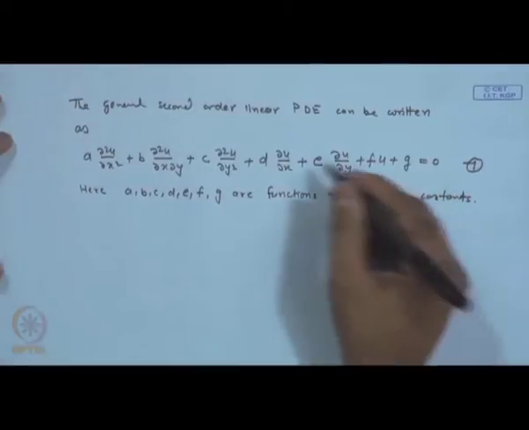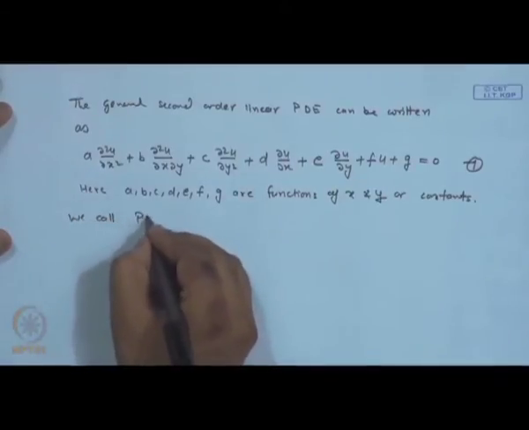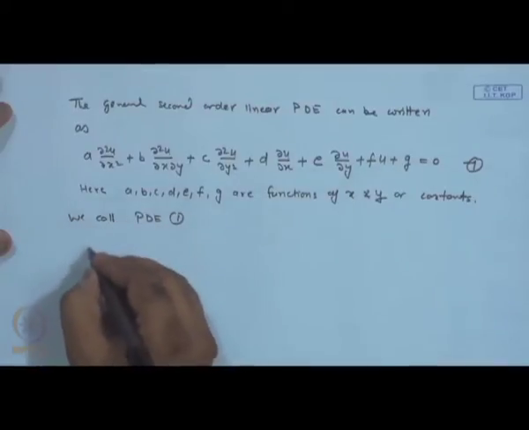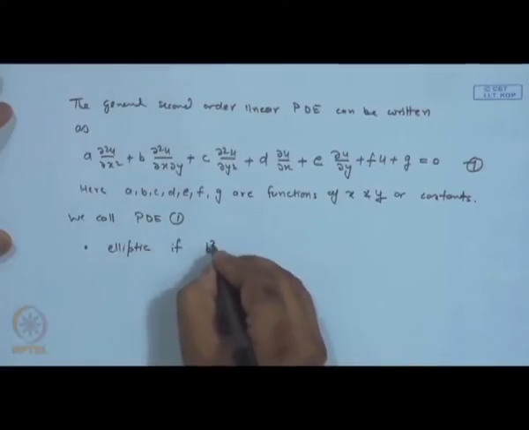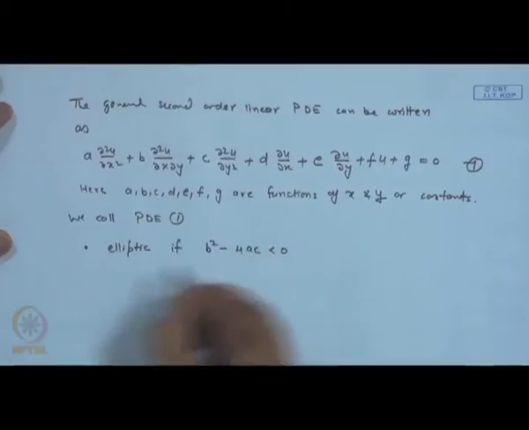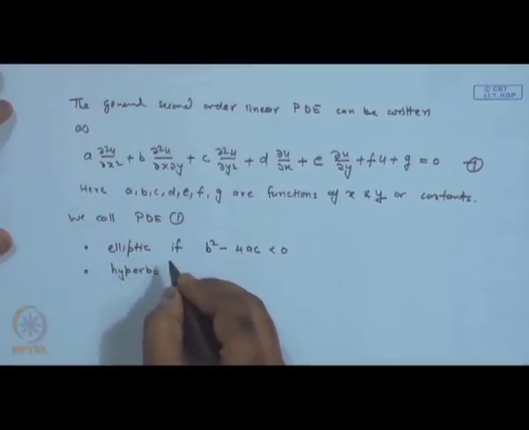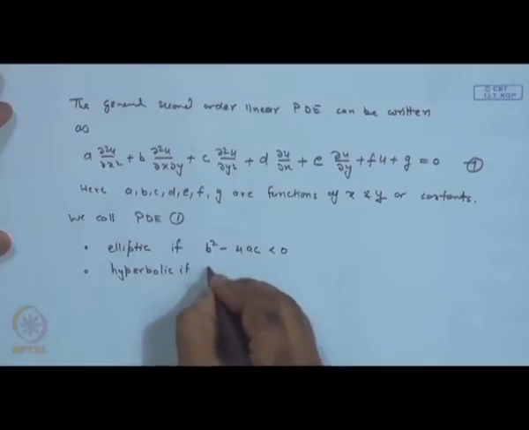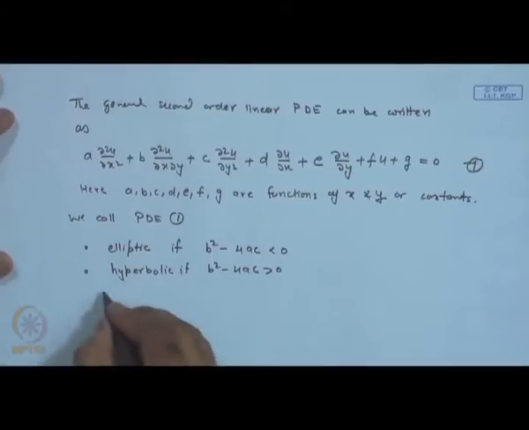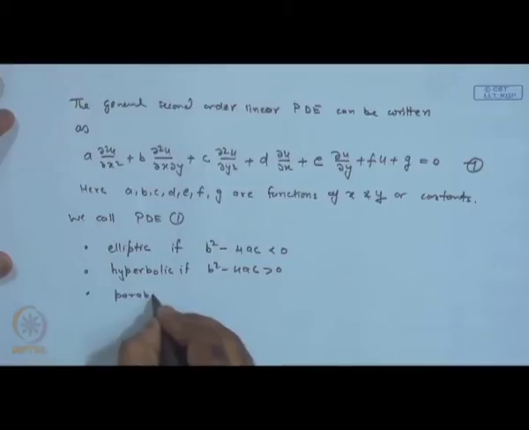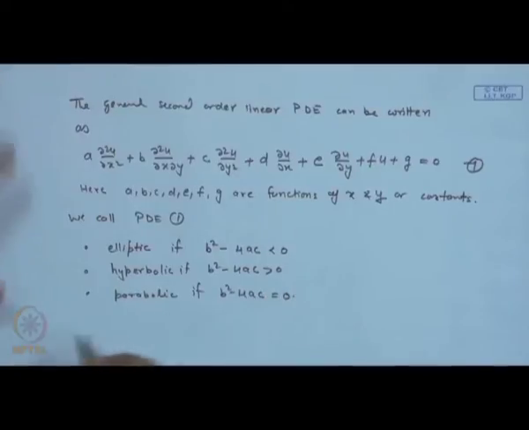There is a classification for these partial differential equations. We call the PDE elliptic if b square minus 4ac is negative, and we call the PDE hyperbolic if b square minus 4ac is greater than 0, and parabolic if b square minus 4ac is equal to 0.